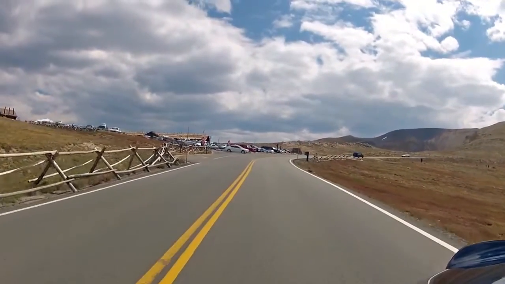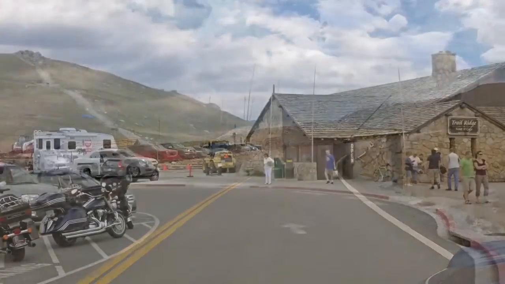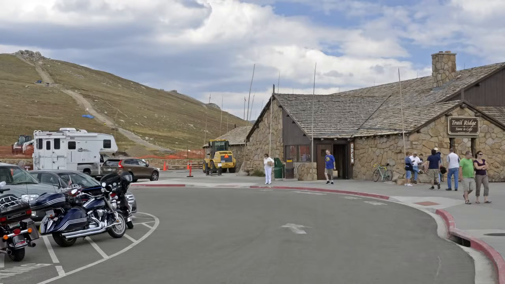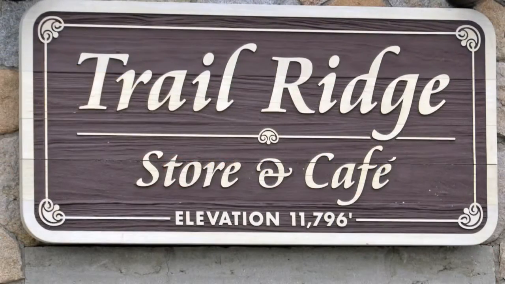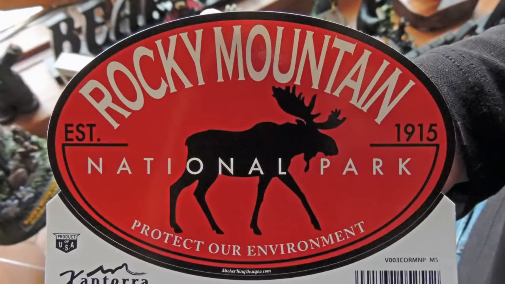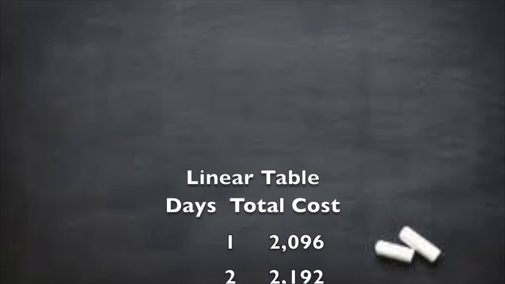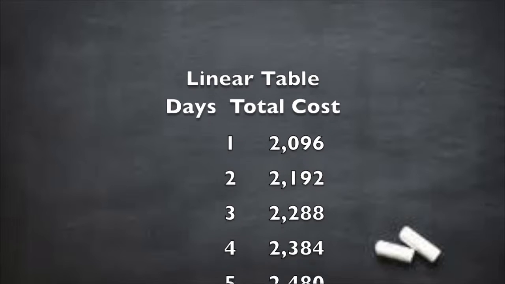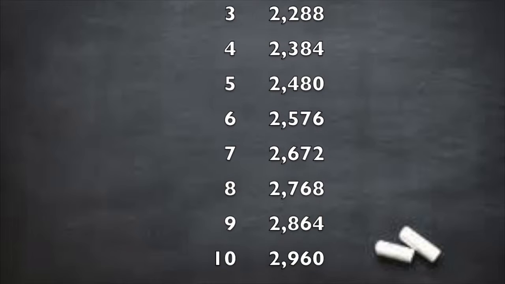So before hitting the road, I'm able to use my linear equation to factor in just how much each day of travel is going to cost me. And I can use a linear table to display each day by day and how much money I'm spending total. By using the linear equation, C equals 96D plus 2,000, I can create a table to show my expenses per day.